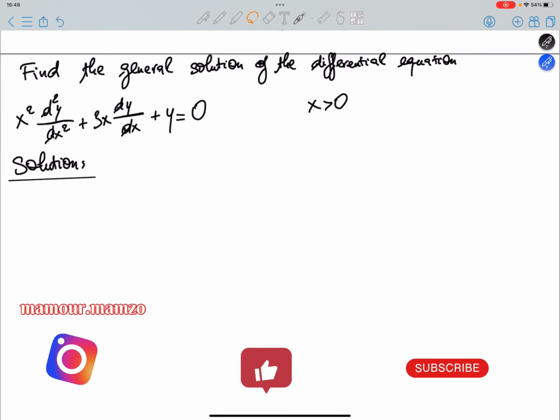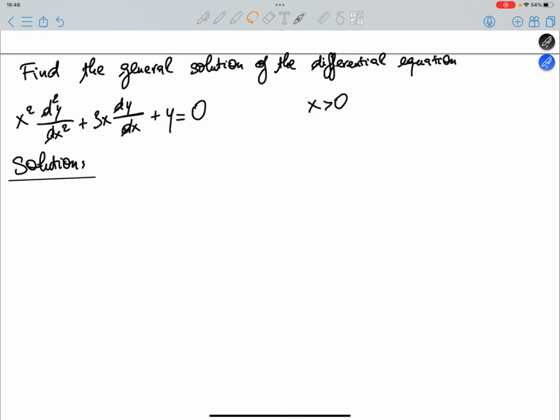Hi guys, in today's video we have a differential equation to solve. So we want to find the general solution of this equation. We're going to let y equal x to the power r. Now this implies that the first derivative, dy/dx, is going to be r times x to the power r minus 1.